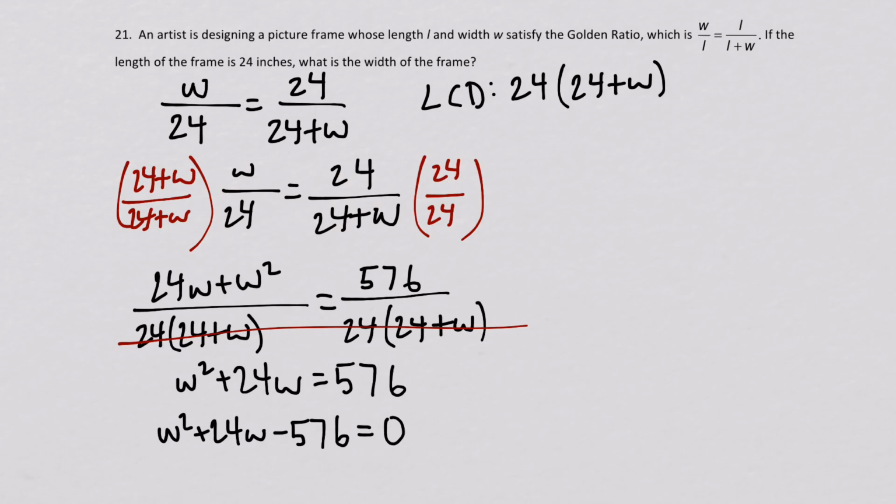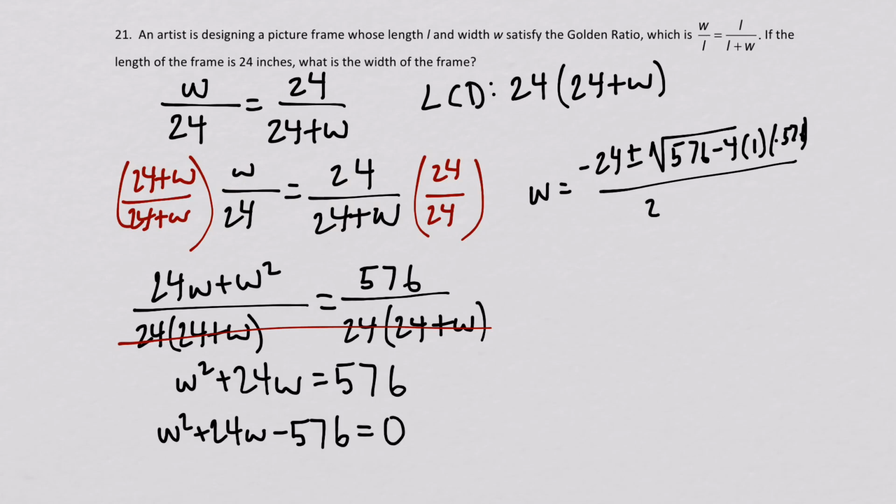We're going to factor that. I think 576 is factorable. Or actually, you know what? I don't think it is. No, it's not. You can try to factor, but I don't think it's going to work. I'm going to go ahead and do the quadratic formula here. So it's going to be w equals negative b, negative 24, plus or minus the square root of b squared, which is 24 squared, 576, minus 4a, which is 1, c, which is negative 576, all over 2 times 1.